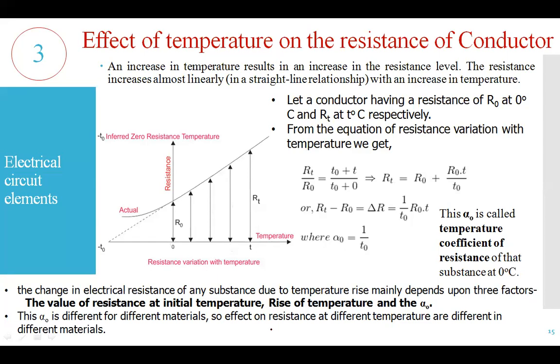Every material has a different composition, and the temperature coefficient of the resistance is different. So this indicates that if you have any material, you can identify the temperature coefficient of the resistance, that means the alpha 0 component, and that is different for every type of material.